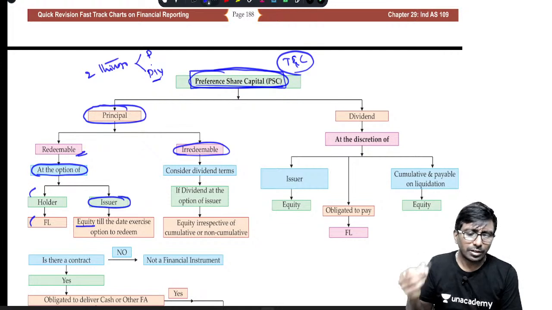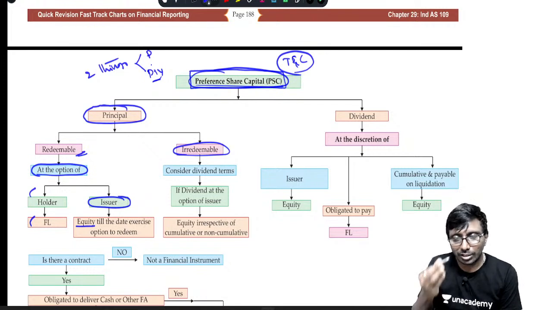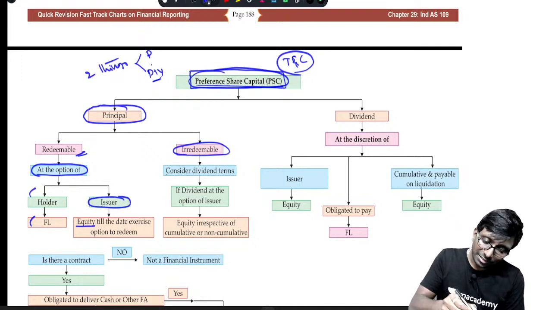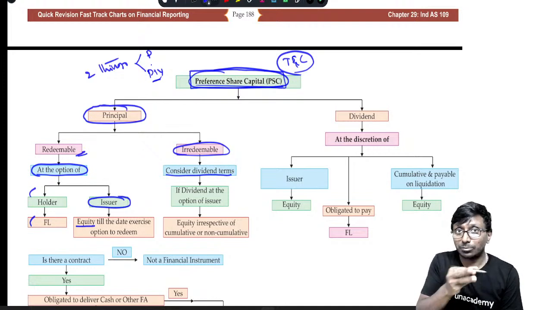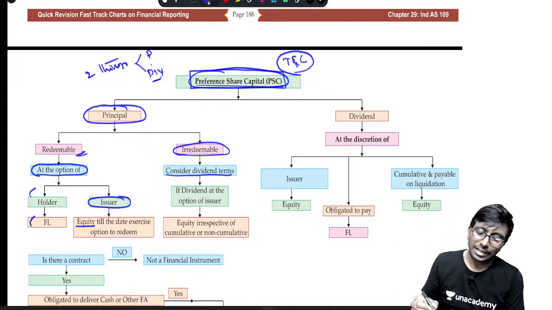Next, irredeemable means we will not repay. Not repay in the sense that it is not that we never repay in life. We'll repay them at the time of liquidation. Obviously at the time of liquidation, right? But under that circumstance you have to look at the dividend terms also, because it may be equity from the principal angle, but it may be a liability from the dividend angle. That's why you have to have a look at dividend terms as well.